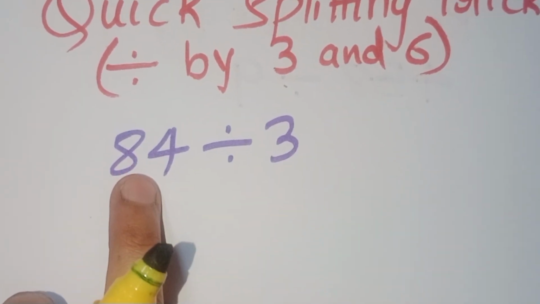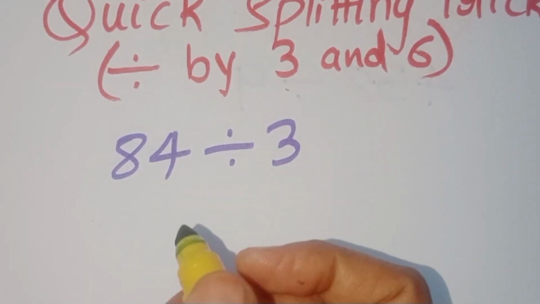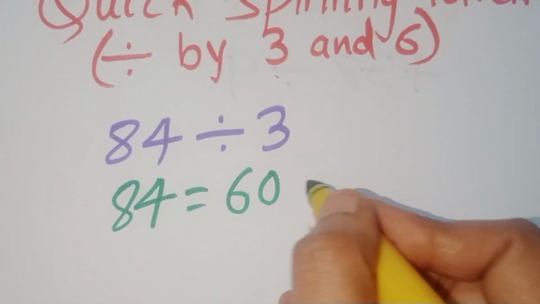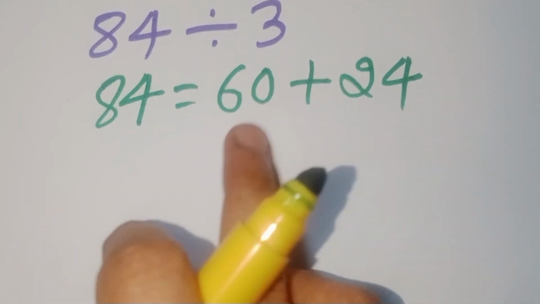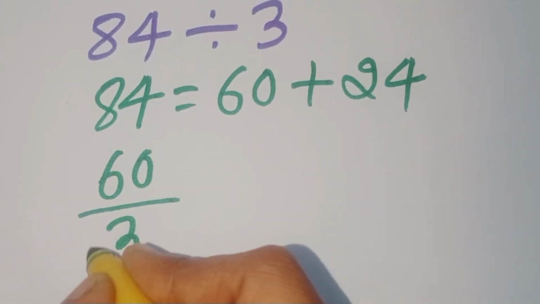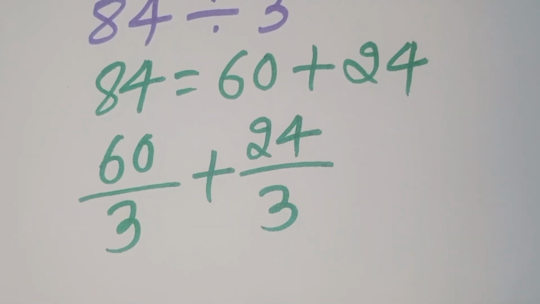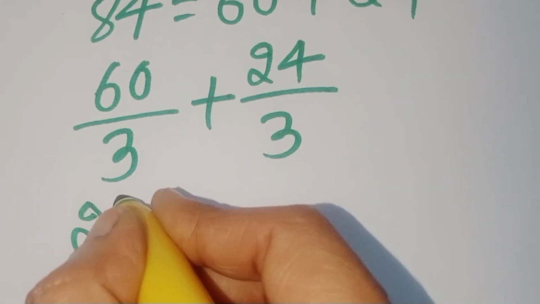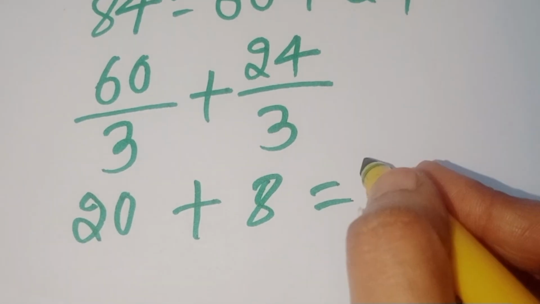First, split 84 into 60 plus 24. Now divide these two terms by 3. 60 divided by 3 plus 24 divided by 3. We get 20 plus 8. So the answer is 28.